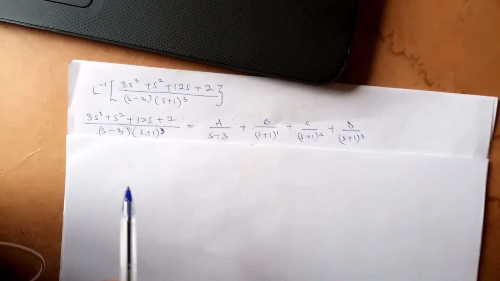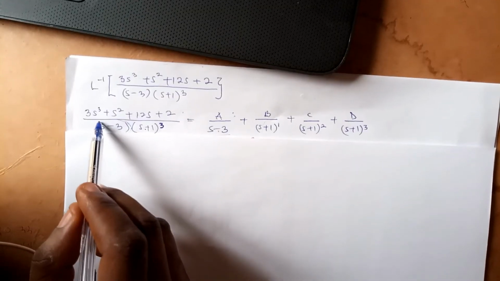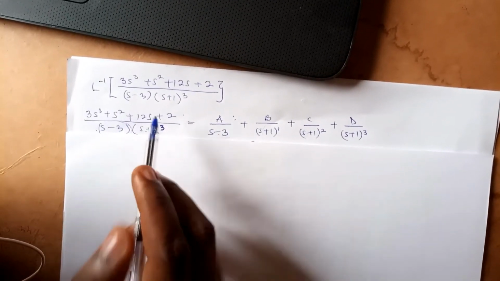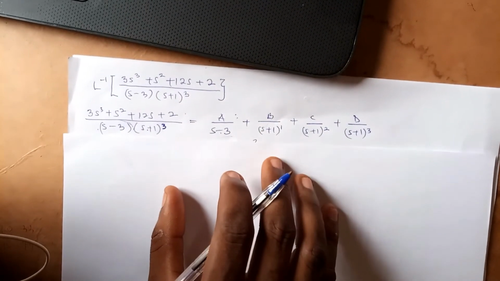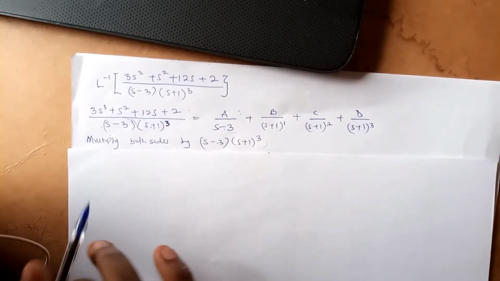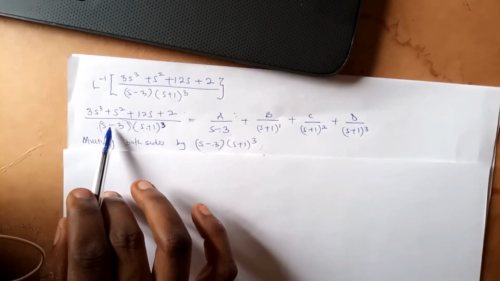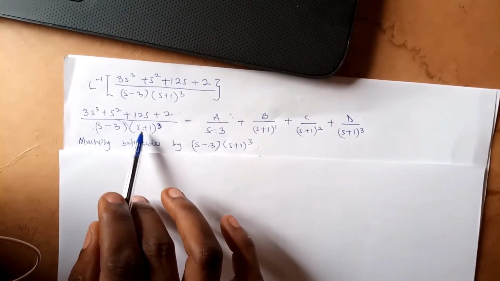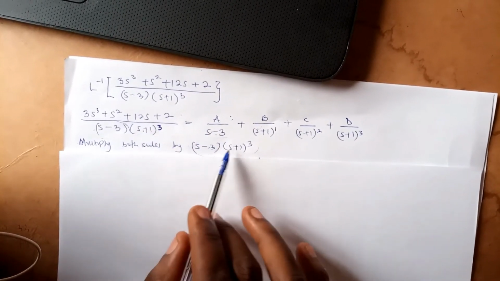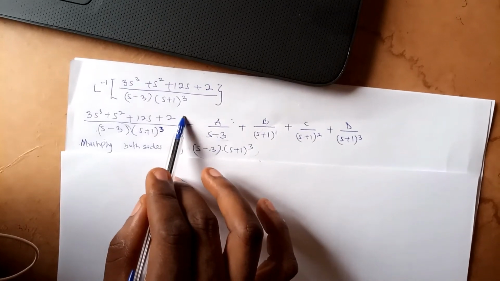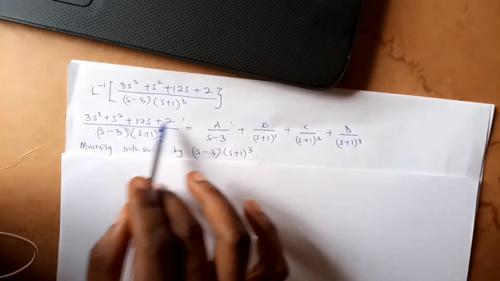So what is the next thing now is that we are going to multiply both sides by the denominator. So let's just look for a way to write that information down. So you can now say that, multiply both sides by the denominator, which is x minus 3, into bracket x plus 1 raised to the power 3. So by the time you put the denominator, you multiply it by this one. This thing here, we cancel this.